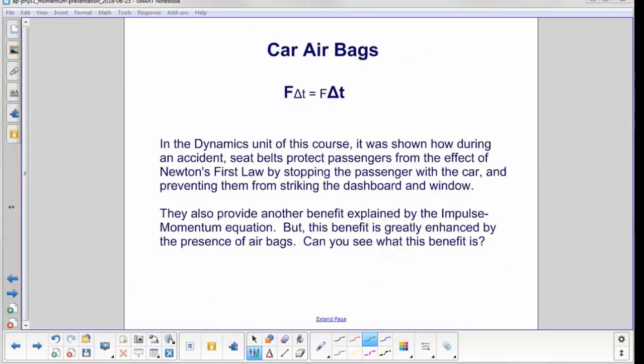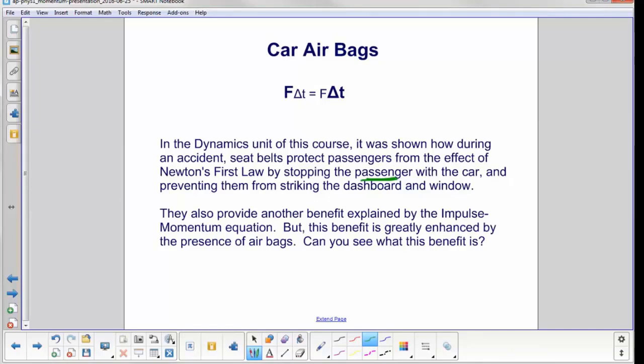In the dynamics unit of this course, it was shown how during an accident, seat belts protect passengers from the effect of Newton's first law, the law of inertia, by stopping the passenger with the car and preventing them from striking the dashboard and the window. Inertia says you keep moving until there's a force that stops you. That's one of the things it says. So if you are not seat belted in, the car stops because it hits something or you apply the brakes very quickly. And if you are not seat belted in, the frictional force between your body and the seat is not enough to stop you. So you'll go flying forward as the car stops, which is never a good idea.